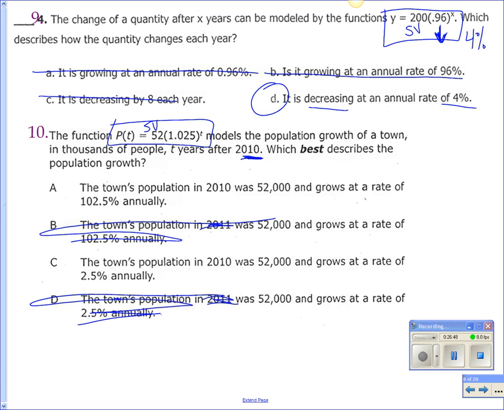Okay? All right. Monica, what do I have to do with this 1.025? So do that. Subtract 1. And tell me what you're getting. And how many places do you move it? 2. So you get 2.5%. So that one is C. Okay.